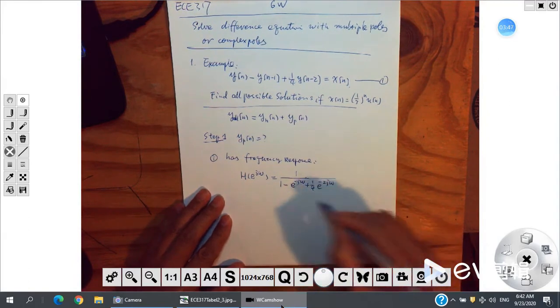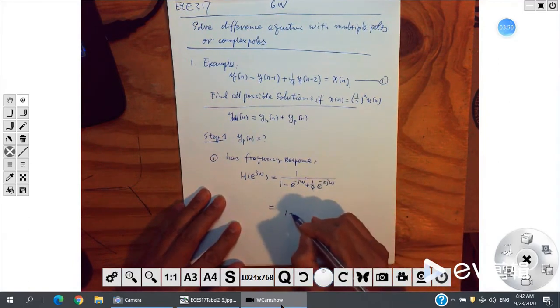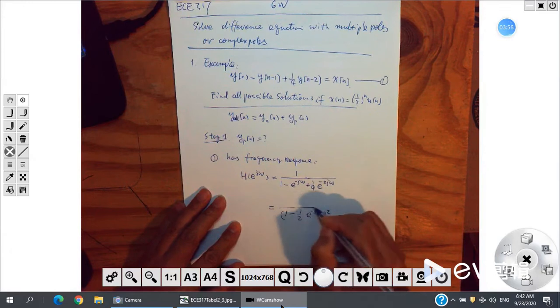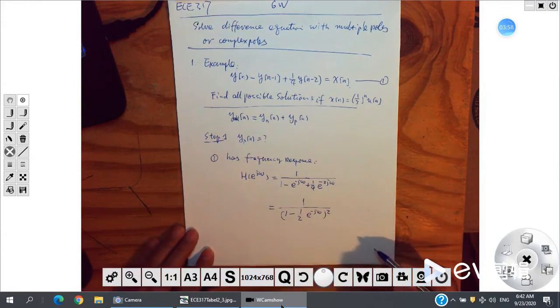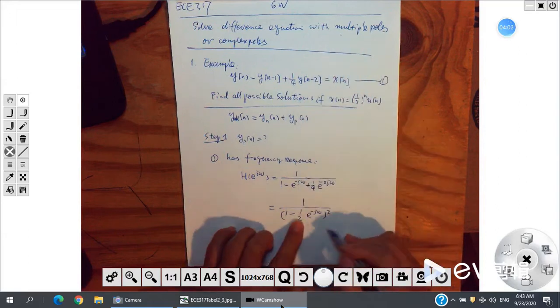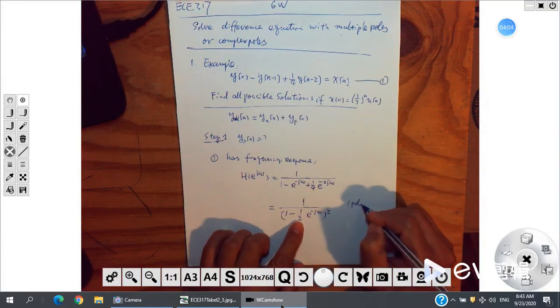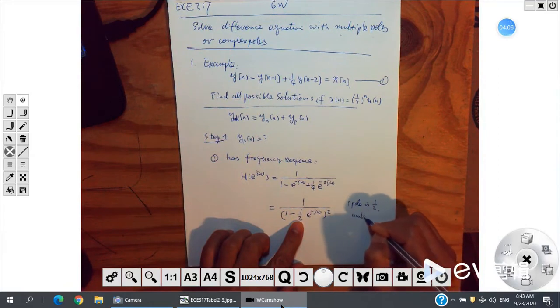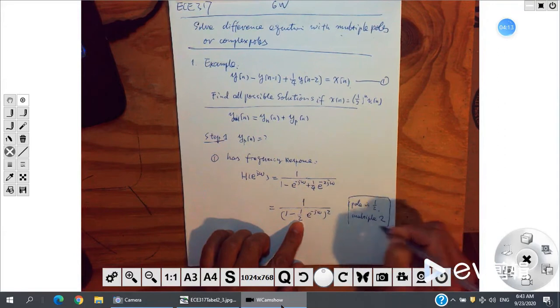And actually this is 1 minus 1/2 e to the negative j omega squared in the denominator. So this is an example where we have multiple poles. The pole is 1/2, with multiplicity 2.